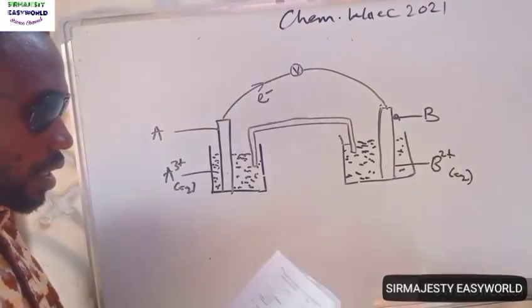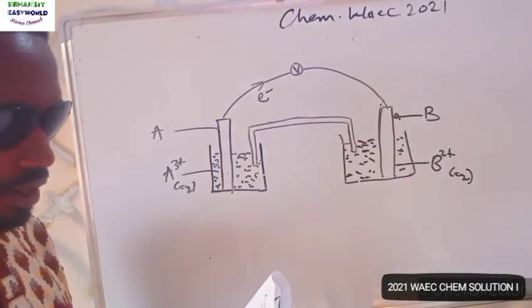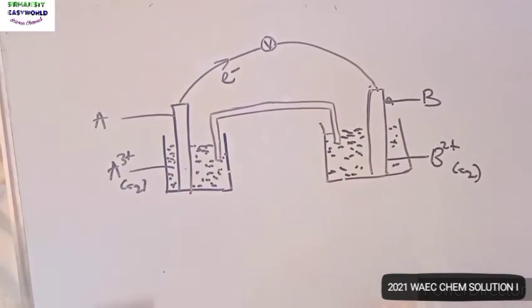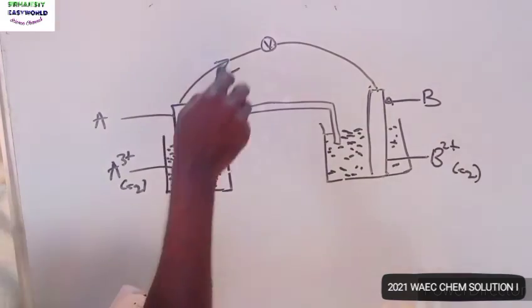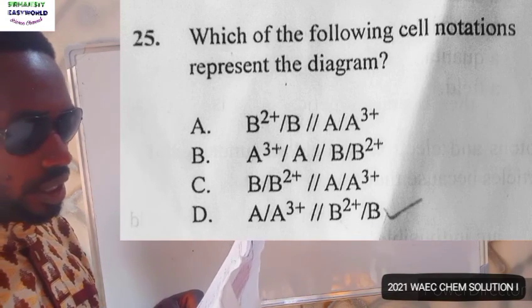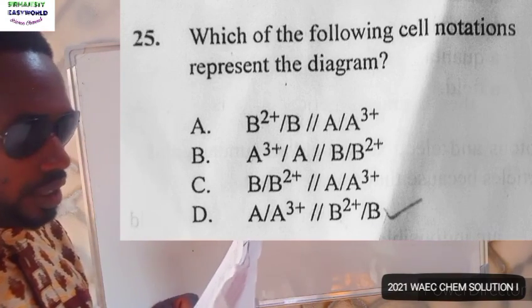Okay, you see the structure there, that should be for question 25 and 26. This is a half cell. This is an electrochemical cell having two half cells, and this is the arrow showing the movement of electrons. Then we have the question: which of the following cell notations represents the diagram?